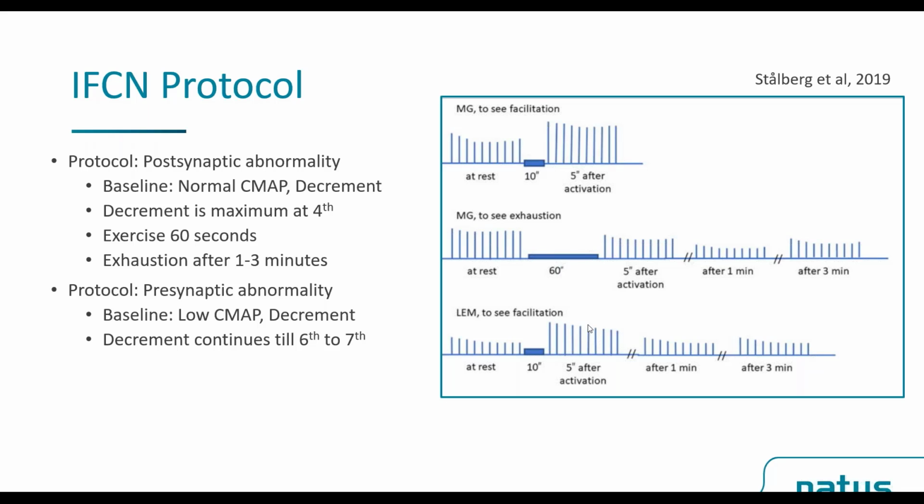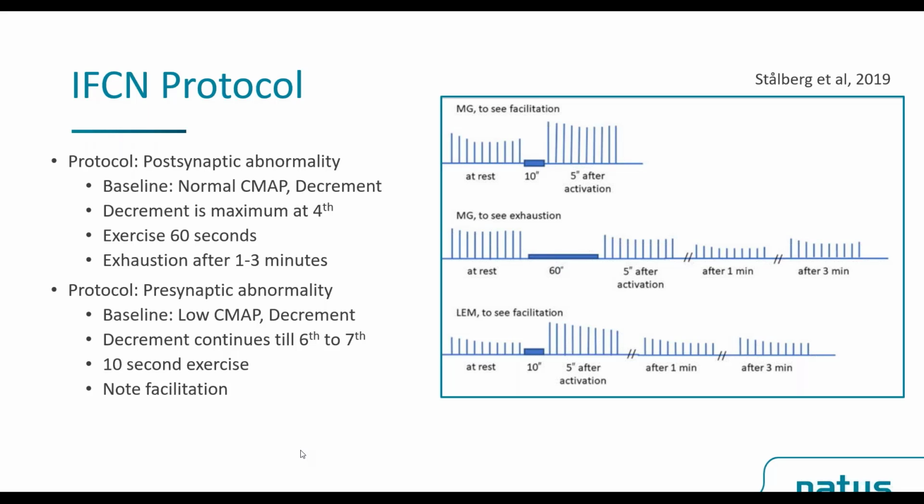But as indicated in this diagram by Professor Stolberg, you can see the amplitude can continue to go down a little bit, even at 6th or 7th. And this is now followed by only a 10-second exercise over here. This is mainly used to look at facilitation. You can also look at facilitation in myasthenia if you wanted by using a 10-second exercise.